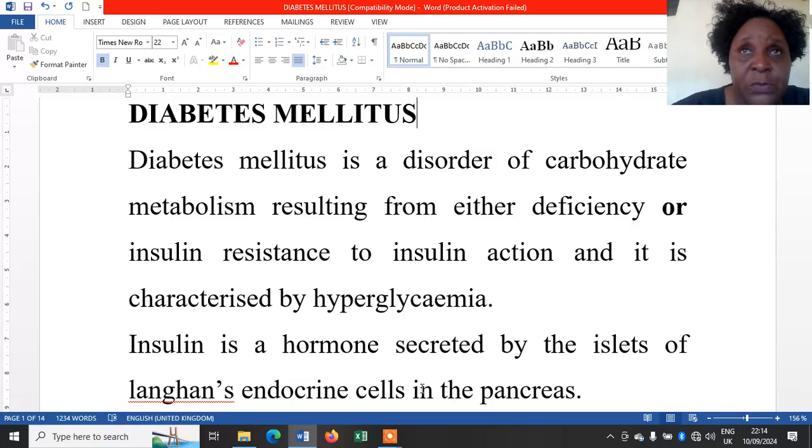So at the end of the day, the overall outcome of lack of insulin, or failure of production of insulin, or non-active insulin, is failure to metabolize carbohydrates, hence leading to hyperglycemia and a condition diagnosed as diabetes mellitus.